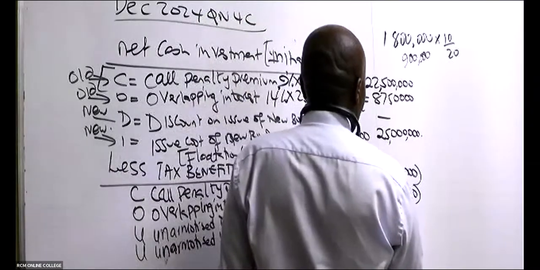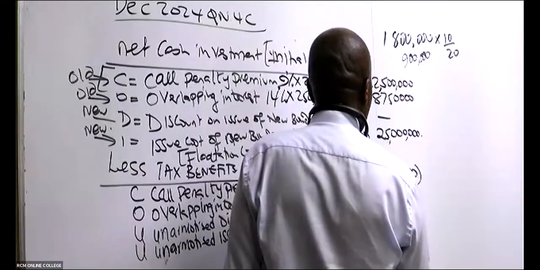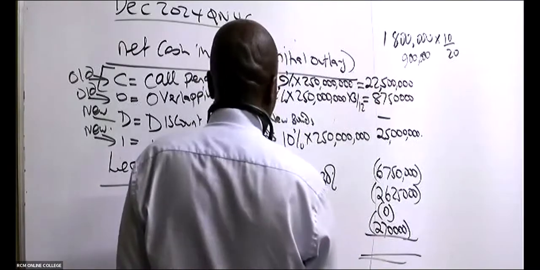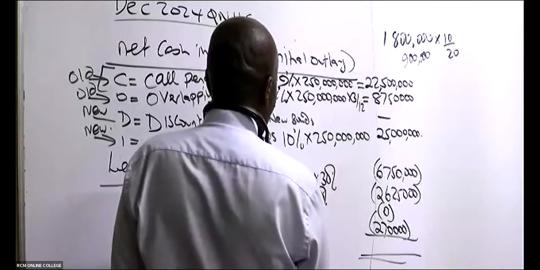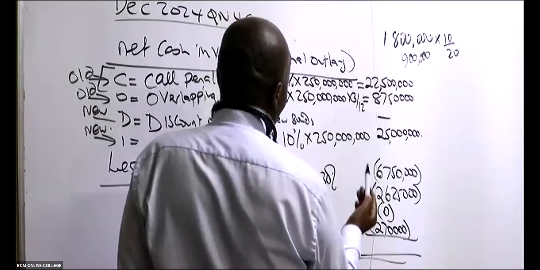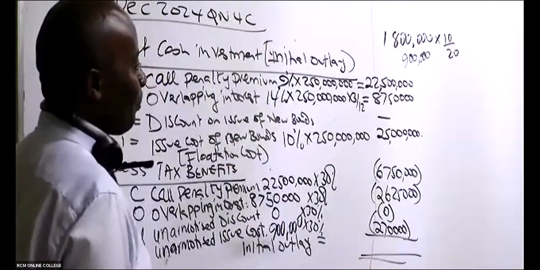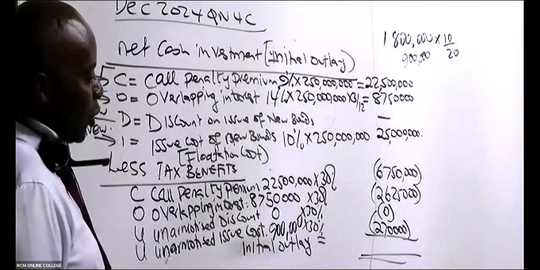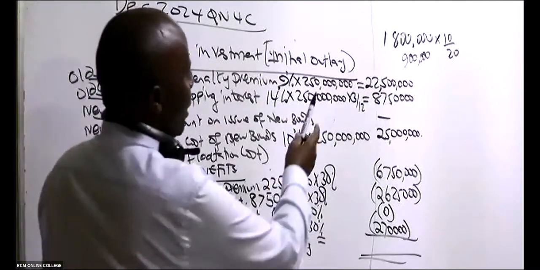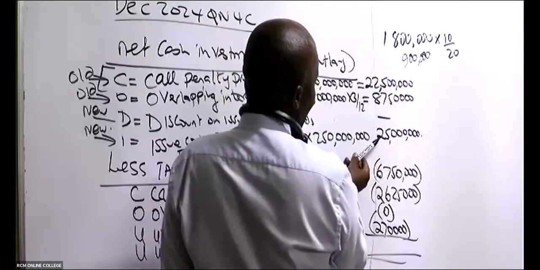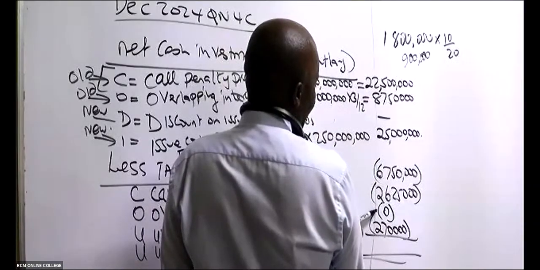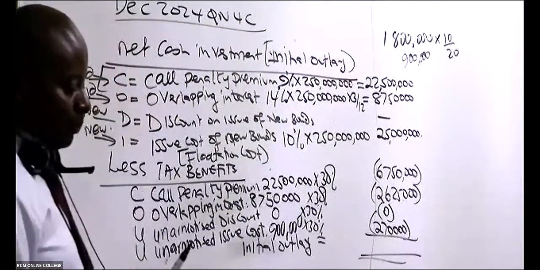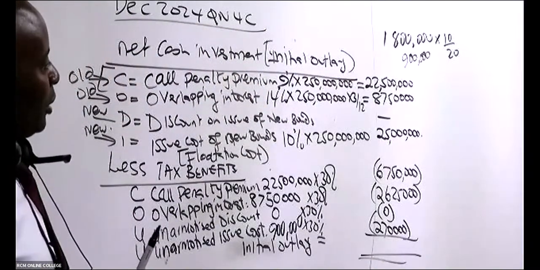So at the time of you doing this redemption, you must be having this initial outlay. How much are we talking about? So you take this plus this plus this minus this minus this minus this minus that. You give me an answer. That is the initial outlay.